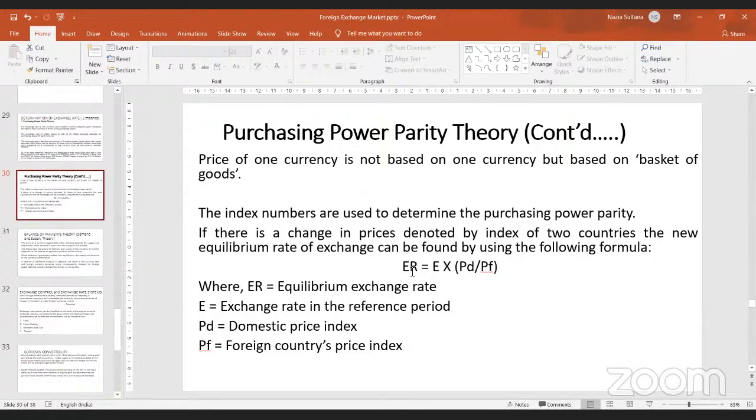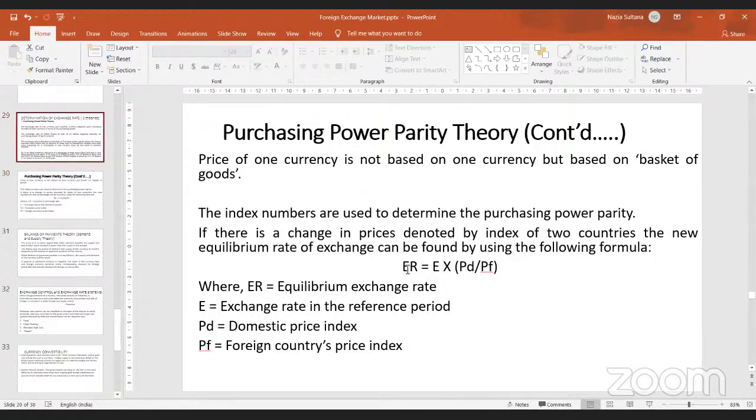So you have ER, which is your equilibrium rate, which is equal to EX, which is the reference period rate, which is determined in terms of PD by PF. So ER is equal to EX multiplied by PD by PF, where PD is nothing but the price of domestic currency, that is the domestic price index, and PF is the foreign currency price index. So it's very simple to understand this particular formula here.